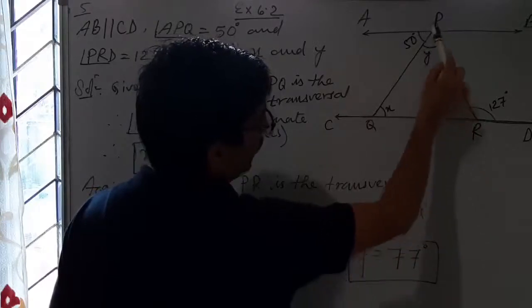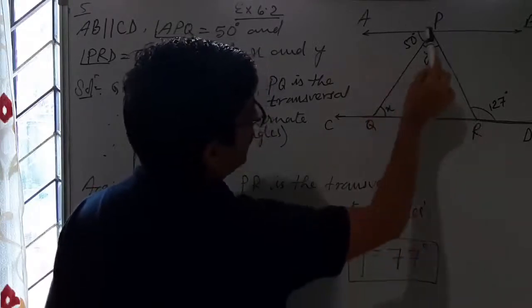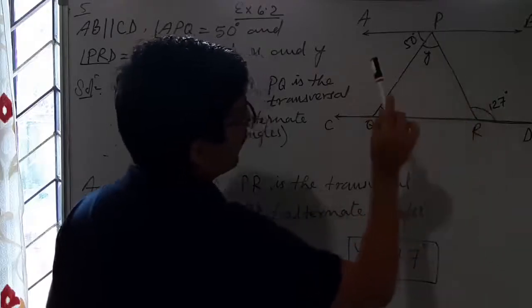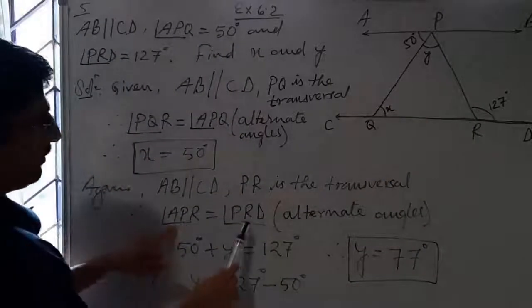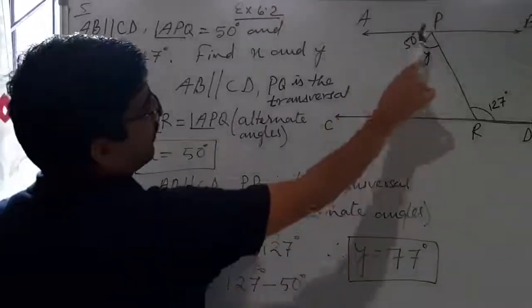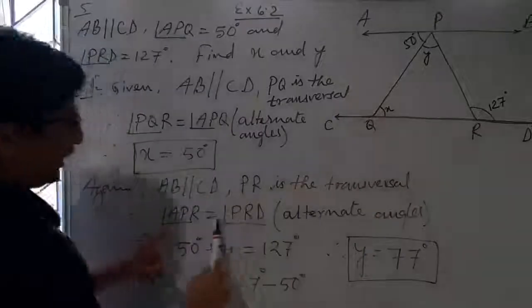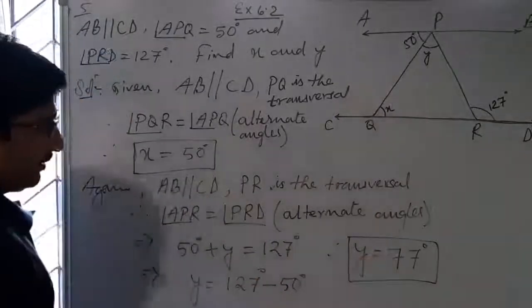For this transversal, APR, this whole angle, and PRD, these two angles are equal. That means APR and PRD are equal. They are also alternate angles.